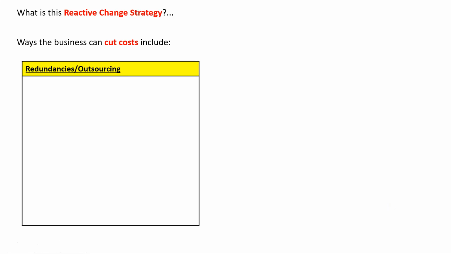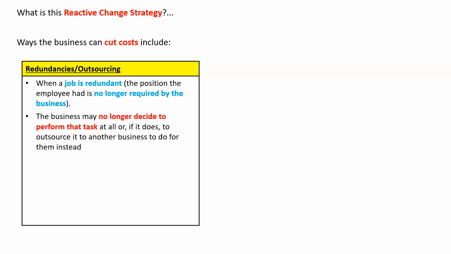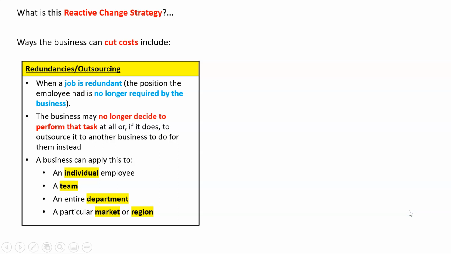So we've learned in the past about redundancies. A job is redundant when the position the employee has is no longer required by the business. So basically the business decides we're not going to perform this task anymore, and it might even outsource it to another business to do for them instead. So that could be one person's job, it could be an entire team, an entire department, or even a whole market or region is no longer required by a business.